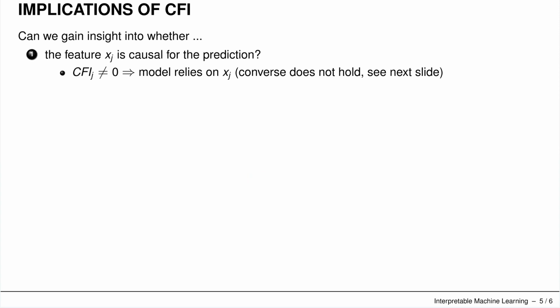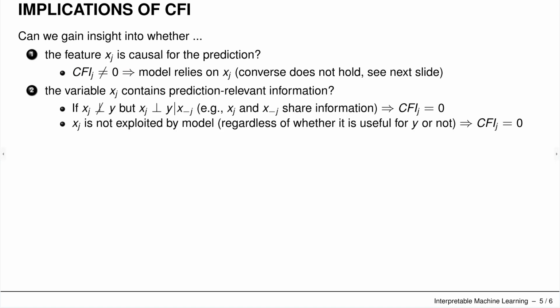So if we go back to our 3 interpretation goals, the first was that the feature of interest is causal for the prediction. And here, if the conditional feature importance is non-zero, then the model relies on that feature in some way. So that's similar to the PFI. But here again, the other direction does not hold. It can be that the model relies on the feature, but the conditional feature importance is still 0. The example here would be 2 highly correlated features, and they could just replace each other. But we'll see that on the next slide.